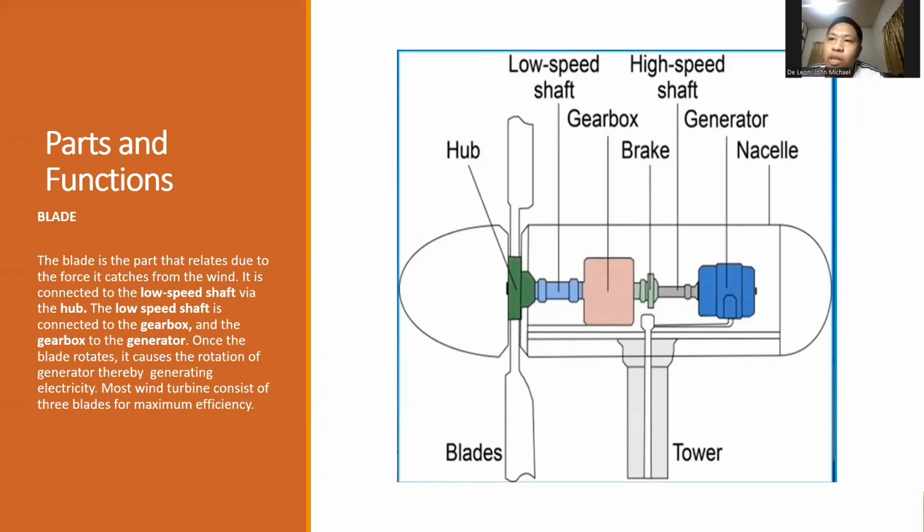So yun yung tinatamaan ng hangin, yung blade. Pag umikot siya, maiikot din niya yung gearbox, and then pag napaikot niya yun, mapapaikot din niya yung generator na mag-generate ng electricity. Okay, next.